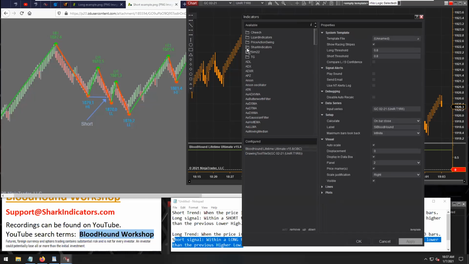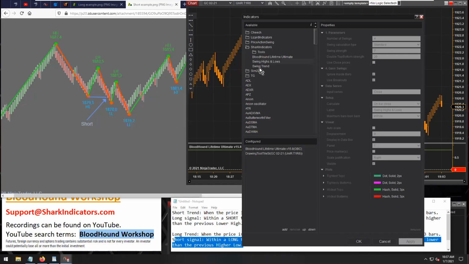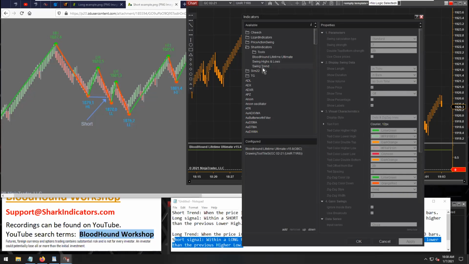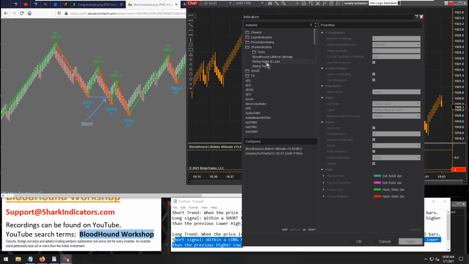If we open up Shark Indicators, we have the swings highs lows, and then we have the swing trend indicator. What we see on this screenshot is the swing trend indicator. So I think it's going to be easier if we use the swings highs and lows indicator in BloodHound.